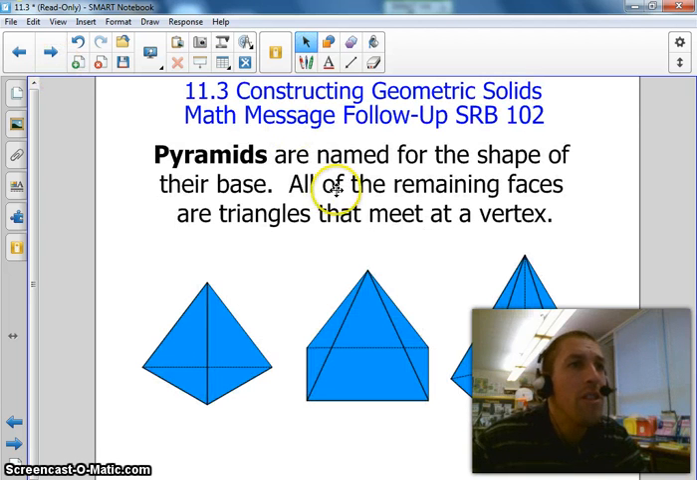Pyramids are named for the shape of their base. A pyramid always meets at a vertex at the top, but we name it by its base. This has 1, 2, 3, 4, 5 edges, 5 sides. That is a pentagon on the base, so it's a pentagonal pyramid. This is a square base, so it's a square pyramid. It's a triangular base, a triangular pyramid.